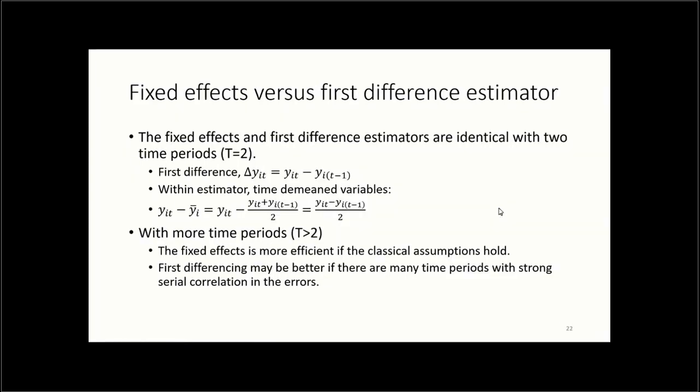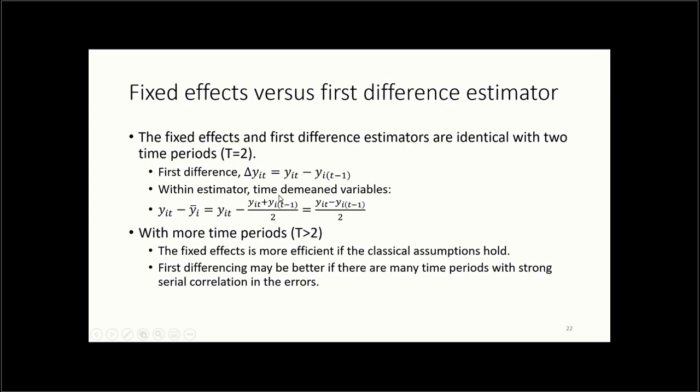Another point to make here is the fixed effects versus the first differences estimators, and how these two estimators compare to each other. They would actually be identical when we have two time periods. Let me show you why. The first difference is delta y_it equal to y_it minus y_i,t-1. So this is the first differences.